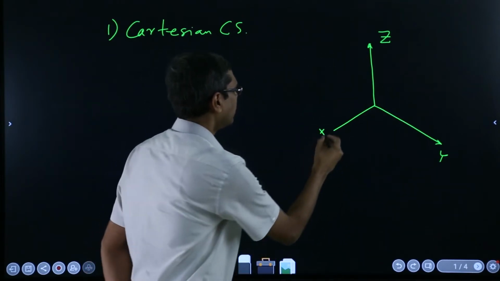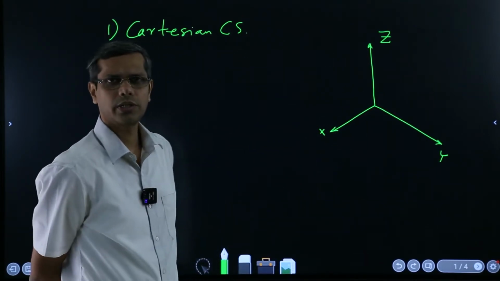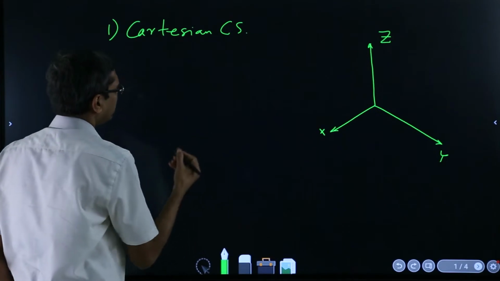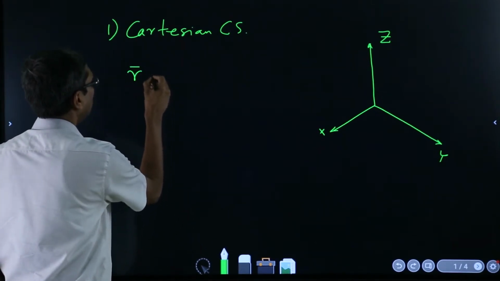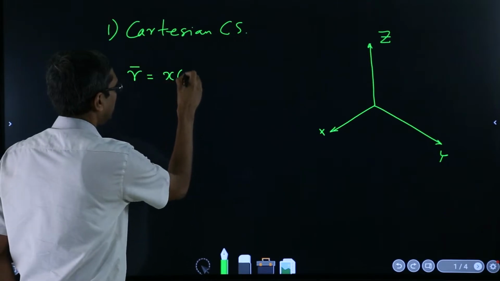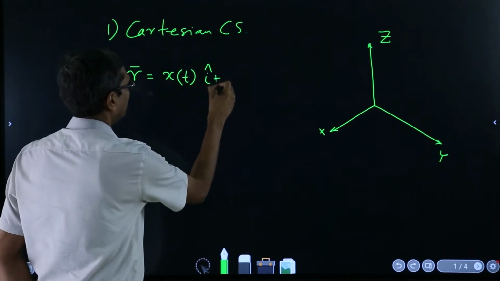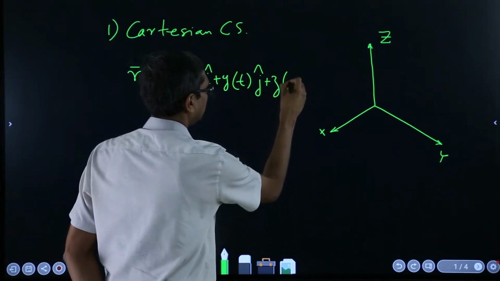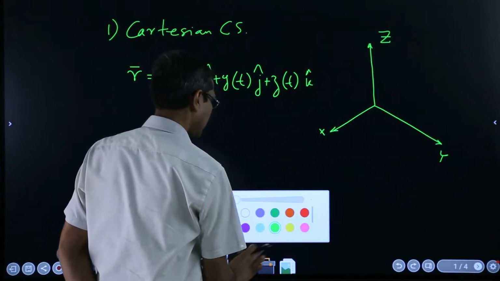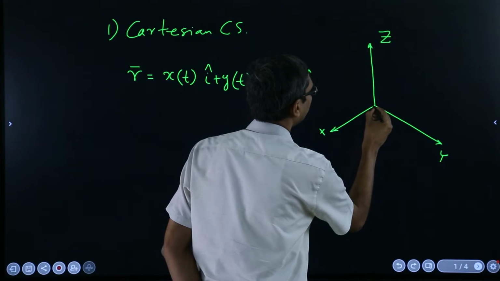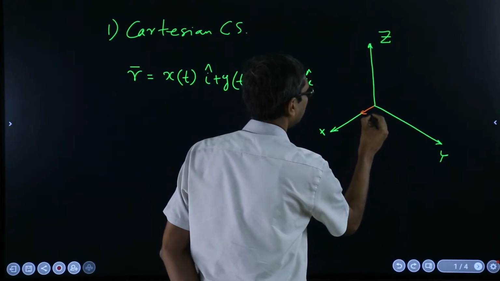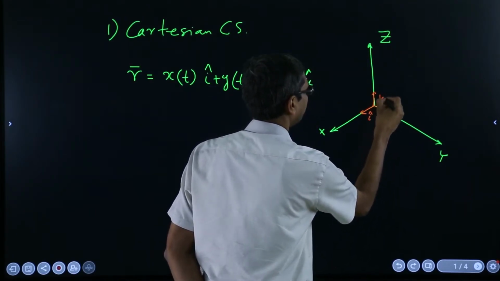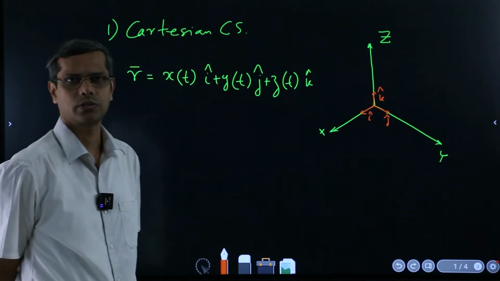Now, in any such coordinate system, as discussed, the position vector r will be defined as x(t) i plus y(t) j plus z(t) k, where i, j, k are the unit vectors. Say this is i, this is j, and this being k. Okay, the unit vectors in those three directions.